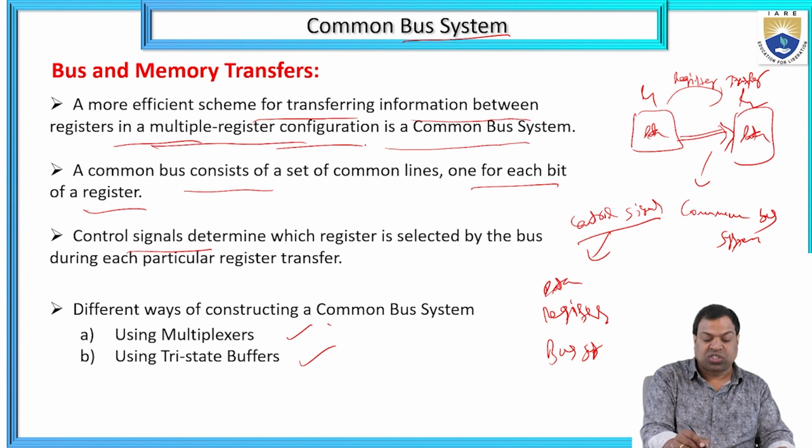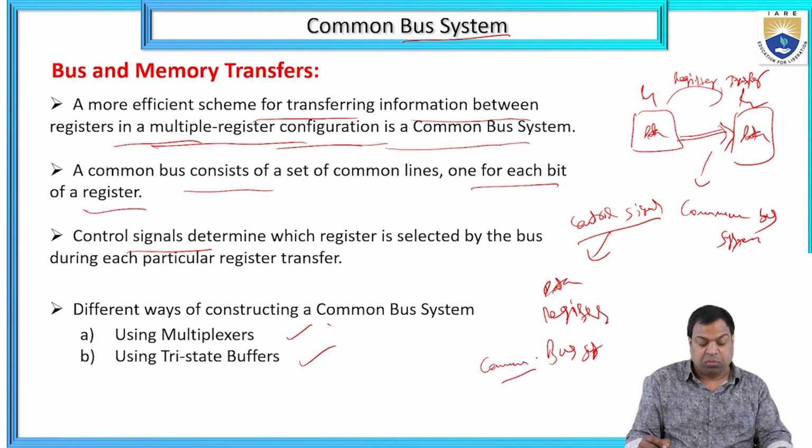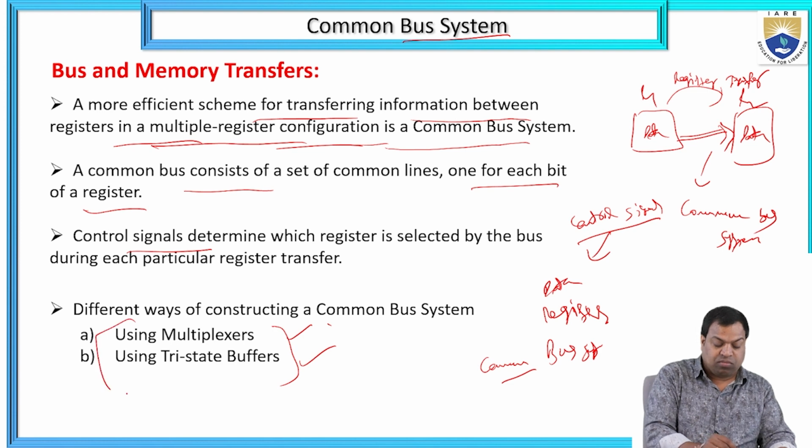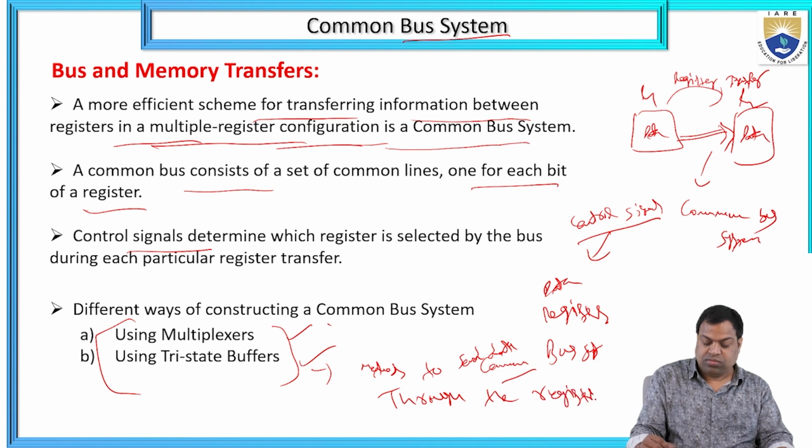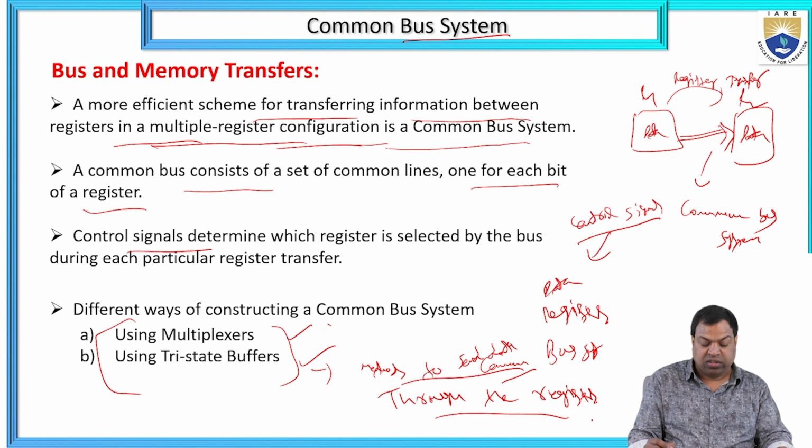Here I am using a multiple register configuration. How are we sending the data on the bus system? It is a common bus system. A common bus system means which type of bus you are using, how much is completed, and how much data is pending. There are different ways of constructing a common bus system, using a multiplexer or using a tri-state buffer. These are the methods to send the data through the registers.